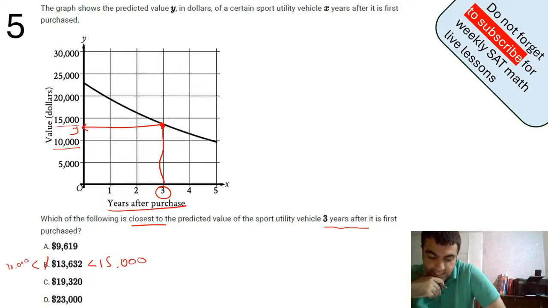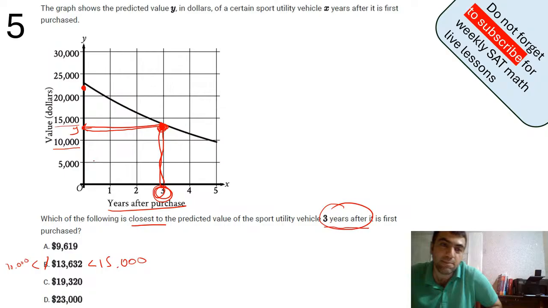This was B, guys. Why did you say C? Why did you say D? D is 23,000 here. But we are asked the sport utility vehicle 3 years after. 3 years after, in the graph, this point, okay? We see that y must be between 10,000 and 15,000. Did you understand? We are not asked the y-intercept, okay? Next question.